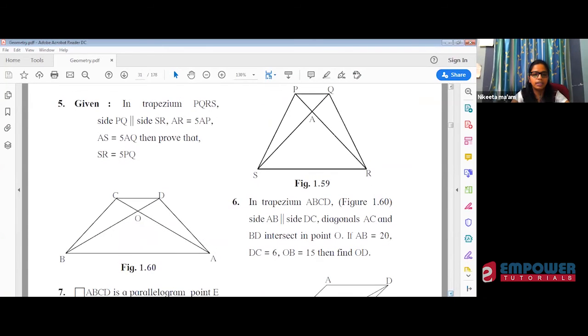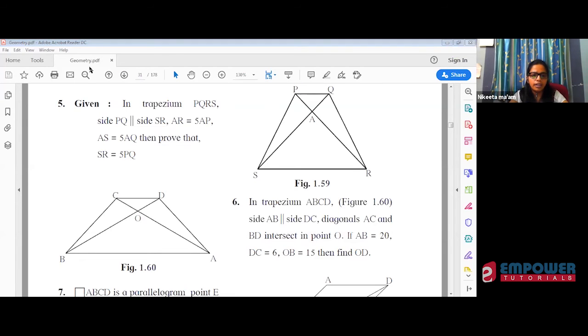Now in this case, what are the properties of a trapezium? Basically, in a trapezium, opposite sides are parallel. So this is your trapezium. PQ is parallel to SR, and they have given that AR is equal to 5 AP. So we will write it in this form.